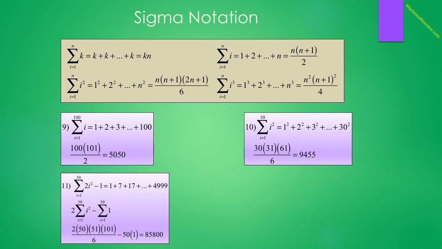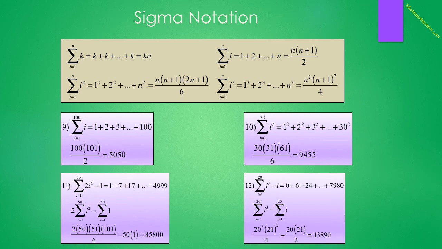Number 11, sigma I equals 1 to 50 of 2I squared minus 1, which is 1 plus 7 plus 17 plus dot dot dot plus 4,999, can be simplified to 2 sigma I equals 1 to 50 of I squared minus sigma I equals 1 to 50 of 1. Utilizing our I squared formula, we get 2 times 50 times 51 times 101 over 6. And using our constant formula, we subtract 50 times 1, and our answer is 85,800.